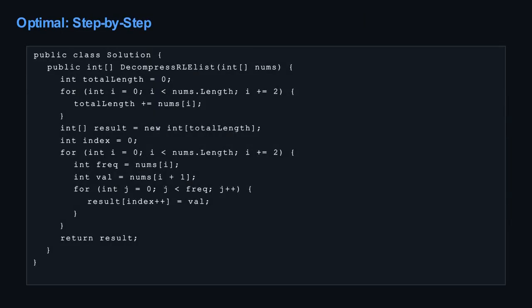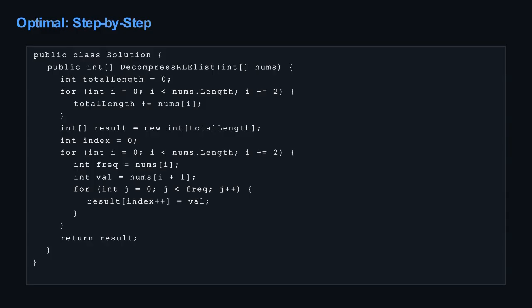Let's trace this with an example. Input array 1, 2, 3, 4. First, we calculate the total length. The first pair is 1, 2, so frequency is 1. The second pair is 3, 4, so frequency is 3. Total length is 1 plus 3, which equals 4. Now we allocate a result array of size 4. We then initialize an index to 0.